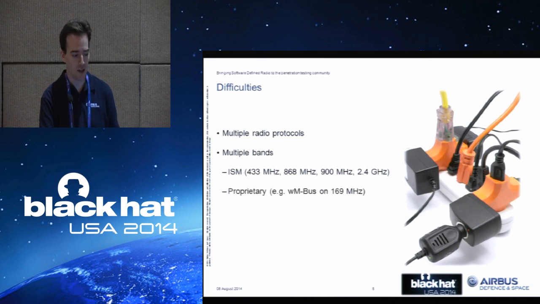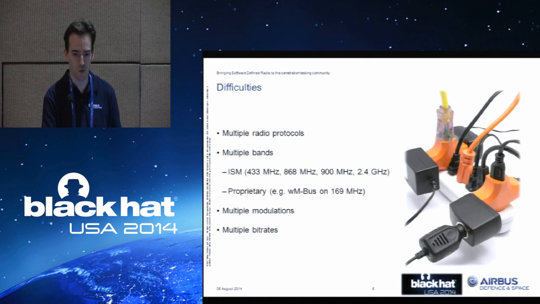And in addition to that, even though, for example, WM bus can transmit on the ISM band, it also has a proprietary frequency to transmit on. You also have multiple modulations, FSK, PSK, ASK, you name it. So it's pretty hard to deal with a transceiver that has been hardwired. And you also have multiple bit rates. All those things make somehow difficult to deal with radio frequency in a common way, like we can do on traditional pen testing with Ethernet.